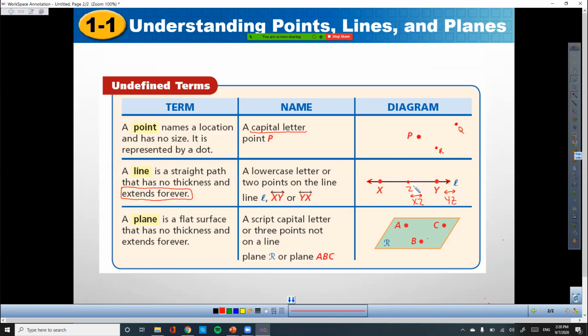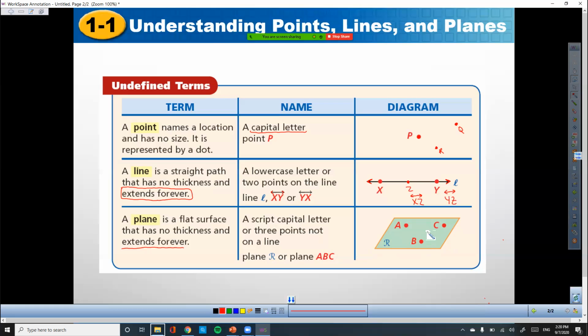And lastly, a plane is a flat surface that has no thickness and it also extends forever. Usually in geometry, to draw a plane, we tend to draw a slanted rectangle like so. To name our plane, we use either a script capital letter, for example here, capital script R, or any three points that are not on a line. In this case, we have these three points, A, B, and C. So we can name our plane either plane R, or plane ABC, any three points on that plane that are not on the same line.